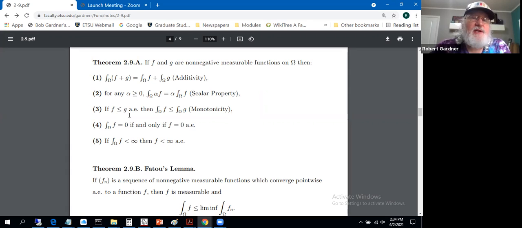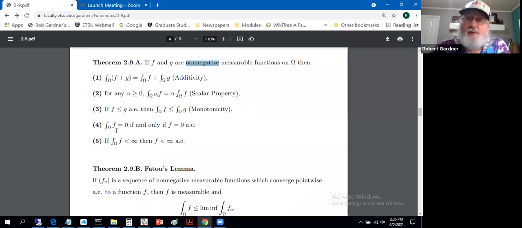If f is less than or equal to g almost everywhere, then the integral of f is less than or equal to the integral of g, a property called monotonicity of the integral. There's also a monotonicity of measure as well, dealing with subsets and supersets. The integral of f equals 0 if and only if f equals 0 almost everywhere. Should make sense. Remember, we're dealing with non-negative functions here.